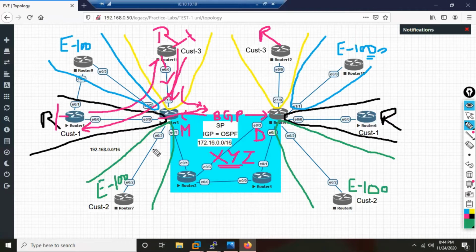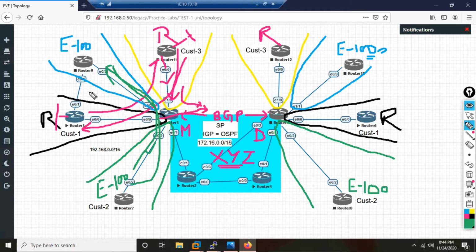The moment I advertise this link, what will happen immediately? The routes of this customer will come here, routes of this customer will go there. So again, route leaking. So this is the challenge with RIP and EIGRP routing protocols that customers and the service provider can face, where locally in Mumbai itself, multiple customers' routes, multiple customers' traffic can leak, and the service provider will be in big trouble.